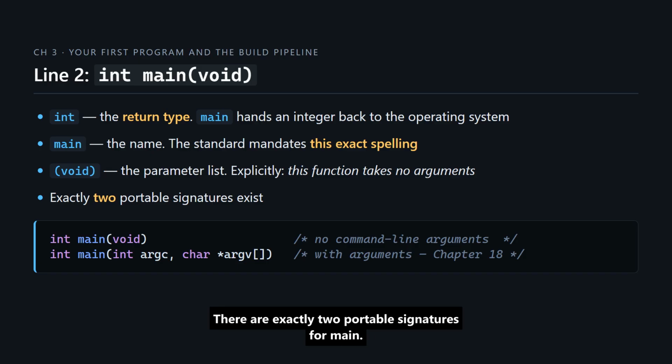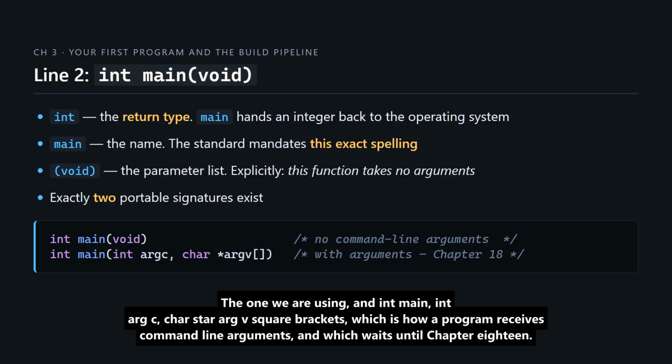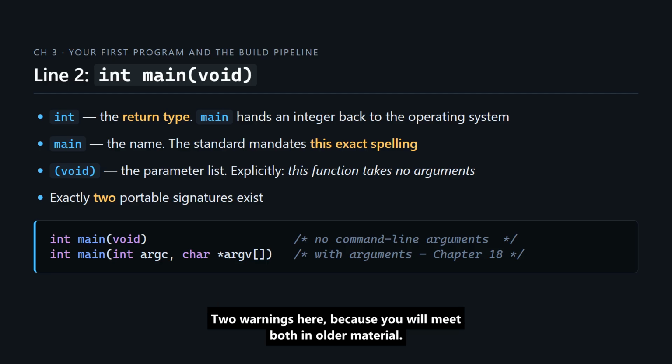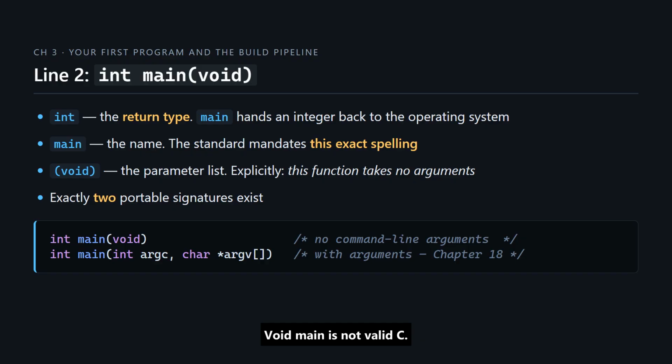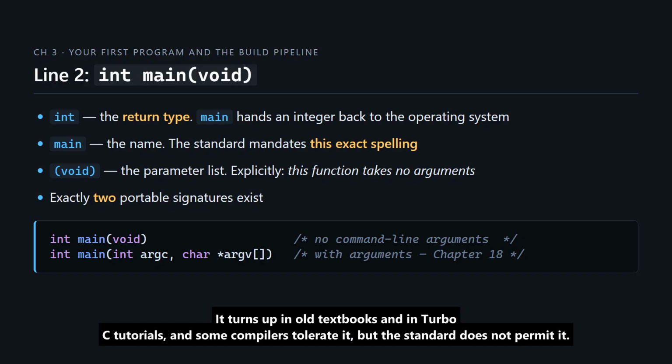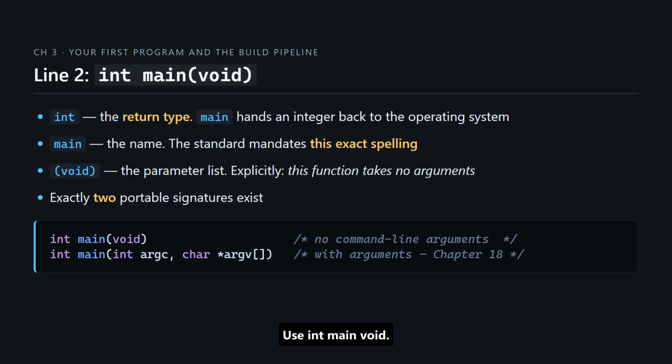There are exactly 2 portable signatures for main. The one we are using, and int main(int argc, char *argv[]), which is how a program receives command line arguments, and which waits until Chapter 18. 2 warnings here, because you will meet both in older material. void main is not valid C. It turns up in old textbooks and in Turbo C tutorials, and some compilers tolerate it, but the standard does not permit it. Use int main(void).